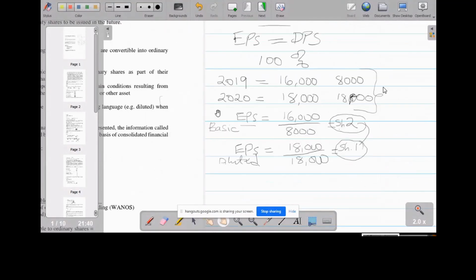DPS. That means they have been neutralized, all of them, 100%. So the dividend payout ratio is 100%. They have not retained anything.